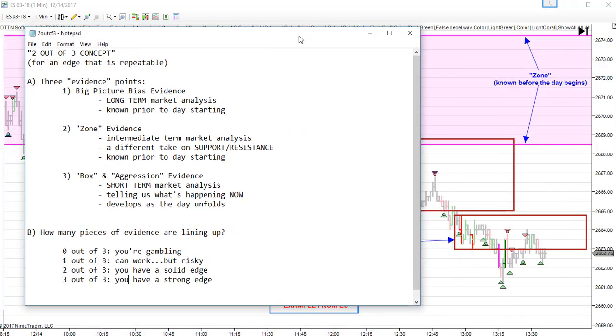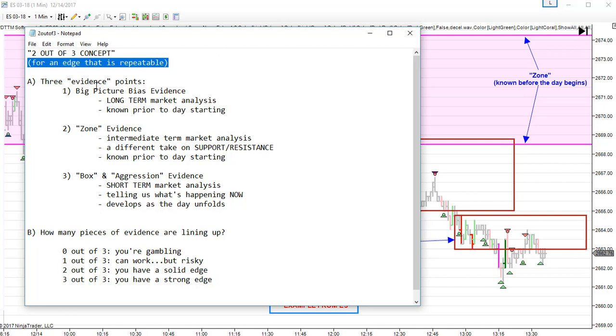The idea here with the 2 out of 3 concept is that we want to be able to put the market in context, okay? We don't just want to be trade entry signal followers. That doesn't work in the long run. What you have to be able to do to be a successful day trader, certainly in my opinion, in my experience, and in the experience of people that I've worked with, is that you have to have an edge that's repeatable. And the only way to do that is you have to be able to put the market in context.